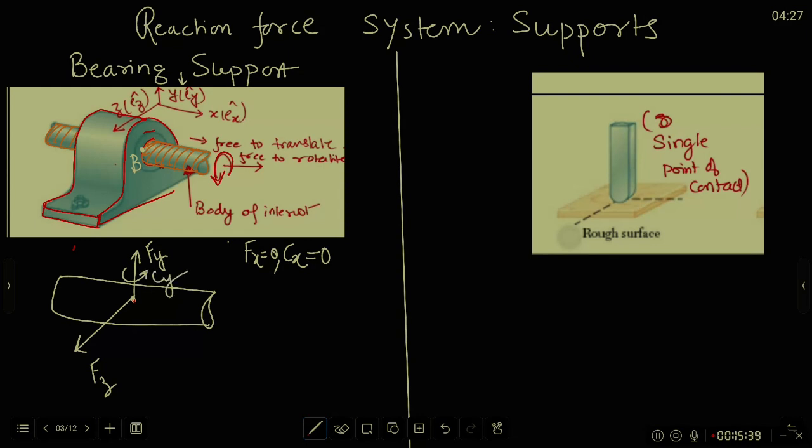Then you ask the question, will the bearing resist the rotation of the rod with angular velocity about the z-axis? The designer says yes. It's almost clear from the figure also. And that's why you should also put a Cz here. So, four unknown scalars in this case.